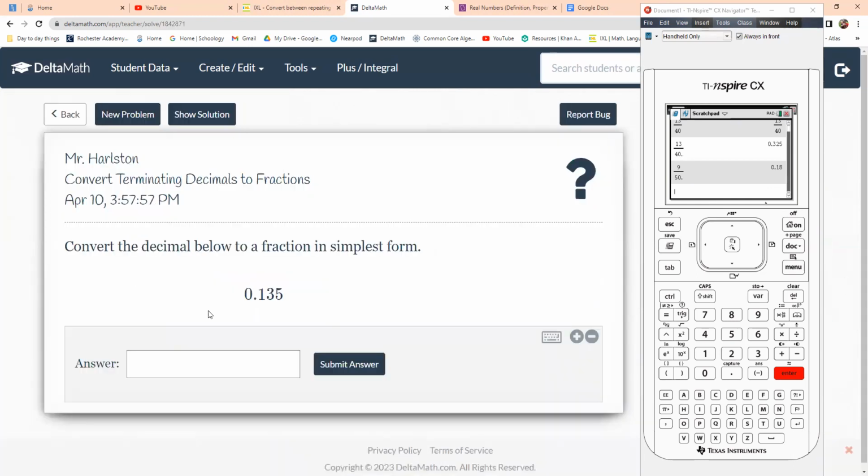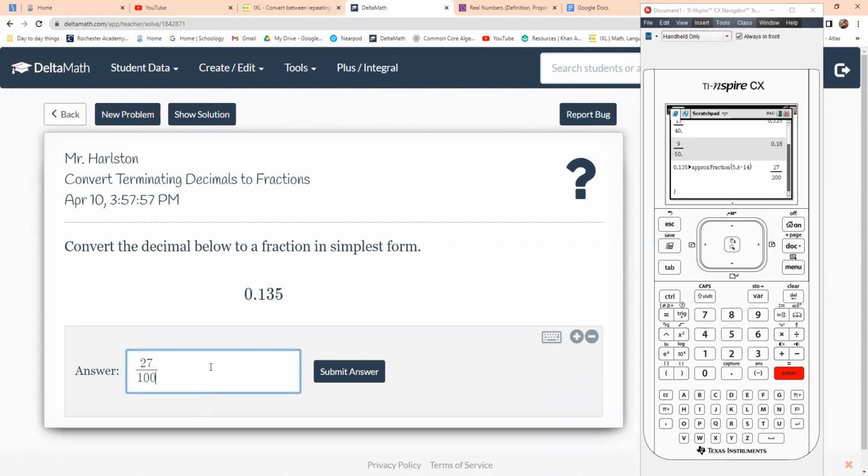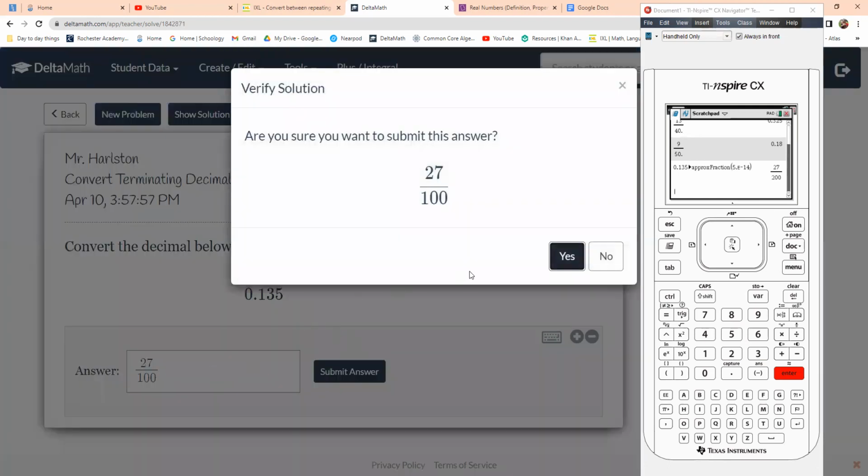All right, let's go to the next one. This one is going to be converting from decimals to fractions. So basically you're going to go the other way. It's going to be 0.135. And then you're just going to do menu 22, and it's going to say approximate a fraction. And there it is. It simplifies it for you, which is really good. So this is going to be 27 divided by 100. And then you say, yep, submit it.